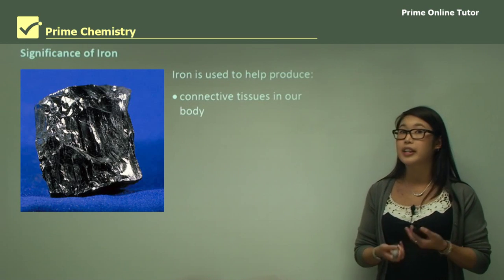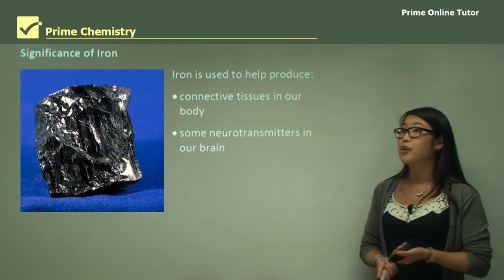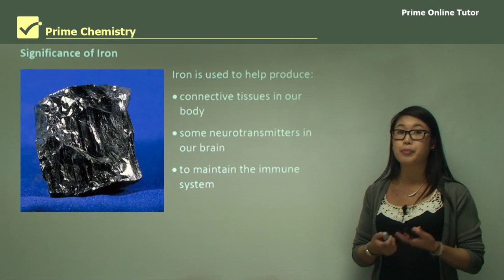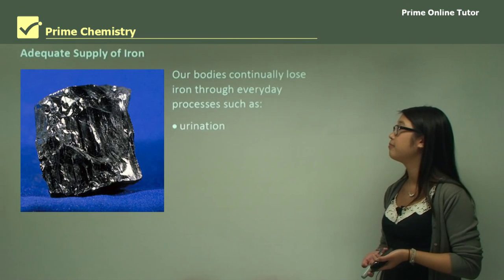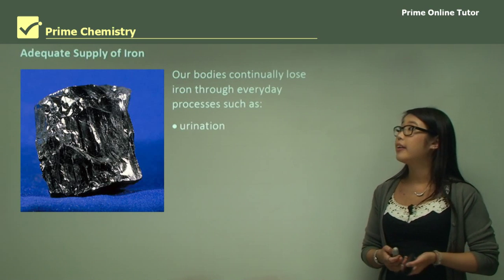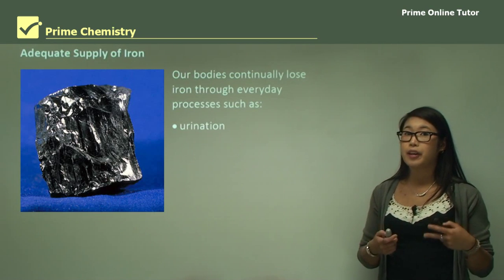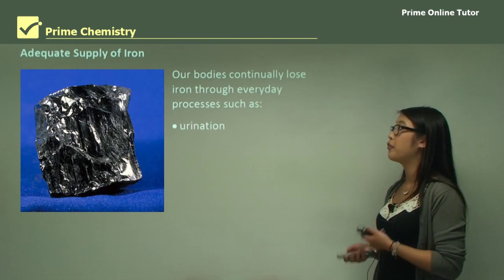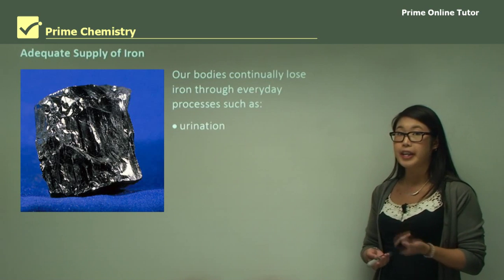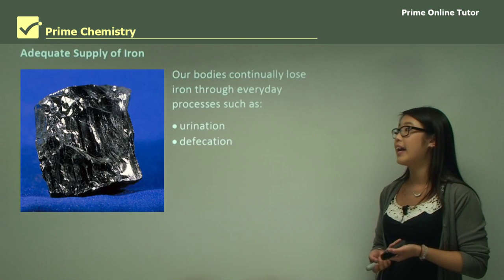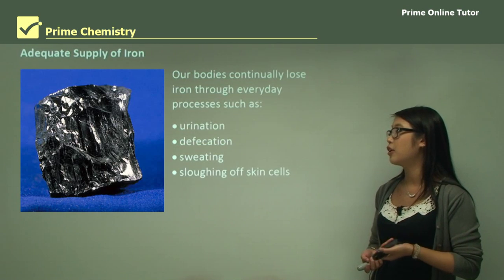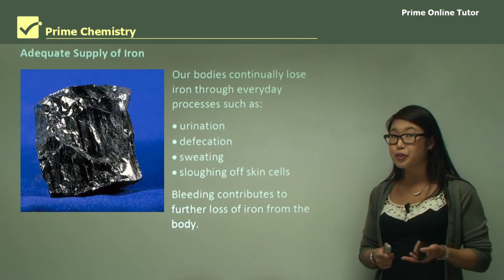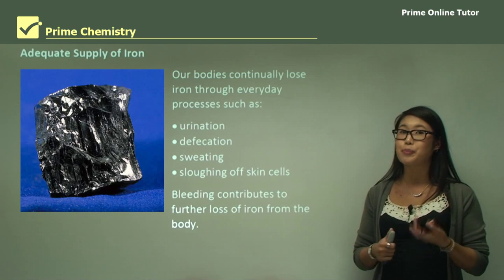Iron is used to help produce connective tissue in the body, also some neurotransmitters to let your brain function, and also to maintain a healthy immune system to prevent you from getting sick. So to have an adequate supply of iron, we need to make sure that we get it from our food because our bodies continually get rid of iron through a variety of processes. This includes urination, defecation, and sweating, as well as the sloughing off of cells, which is the getting rid of skin cells. This is not a usual occurrence, but bleeding also contributes to more loss of iron.